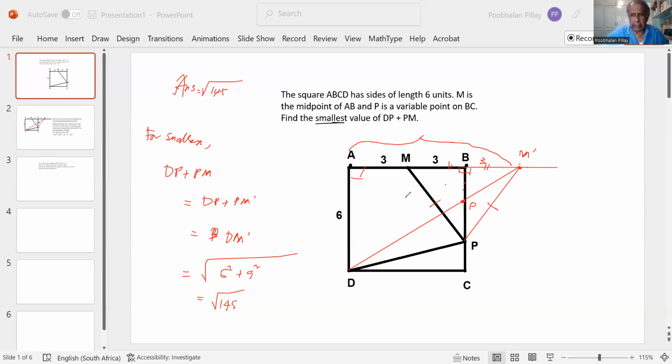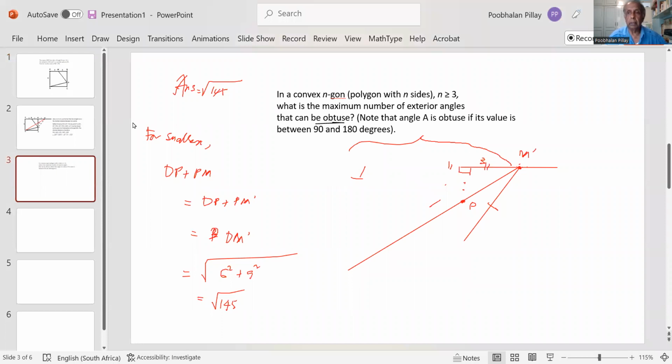All right, so it's a rather challenging problem, but the trick is to reflect M to the other side, so that when you work out dP plus PM, you can actually see what the smallest possible distance is. If you're traveling from D to M prime, you wouldn't take a circuitous route. You'll go directly via the straight line, and that will be the shortest possible distance. So we go on to the next problem, which hopefully is not so demanding.